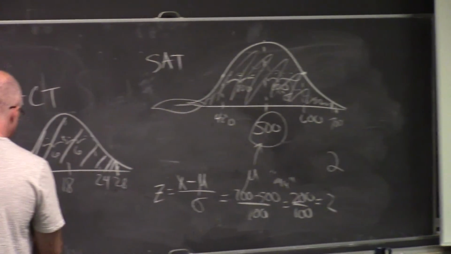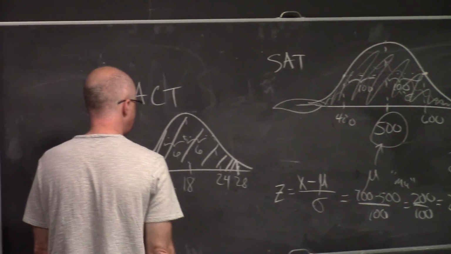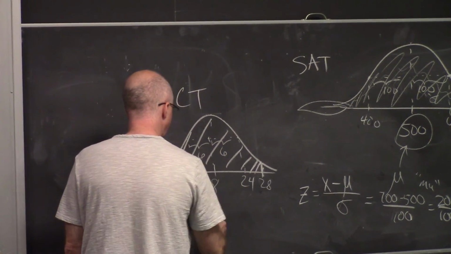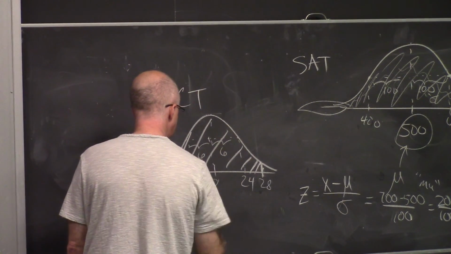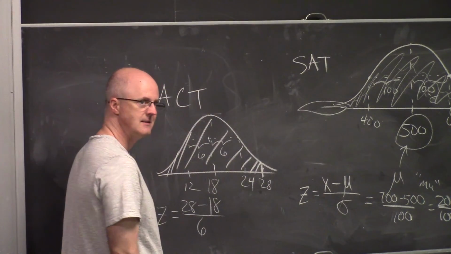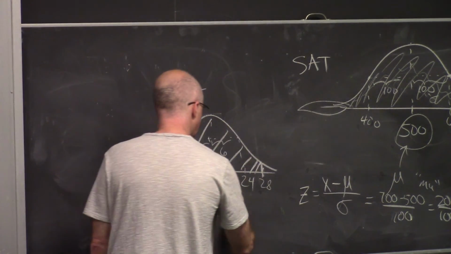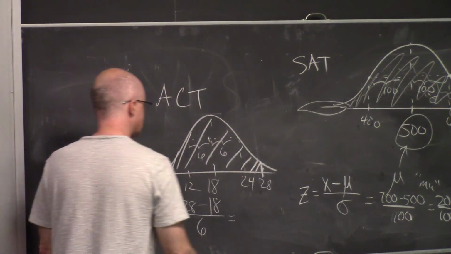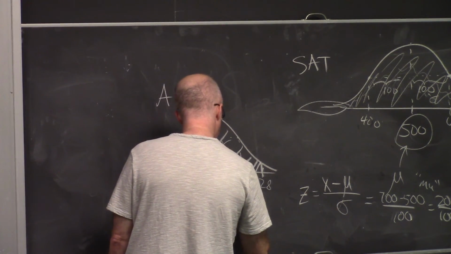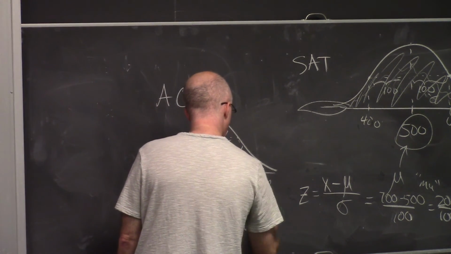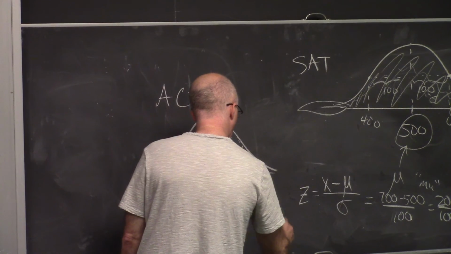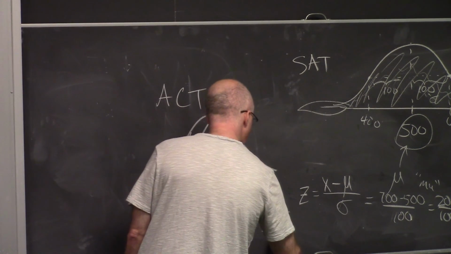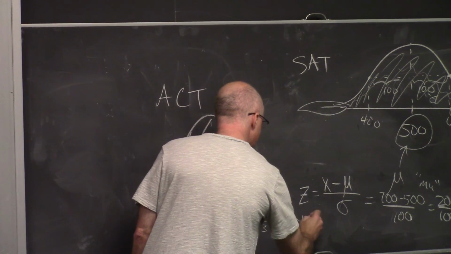How about Bobby's z-score? He got 28. What's the mean for the ACT? It's 18. What's the standard deviation? It's 6. So the exact same formula in Bobby's situation gives us, what, 10/6, or 5/3, or 1.6 repeating, which is approximately 1.67.